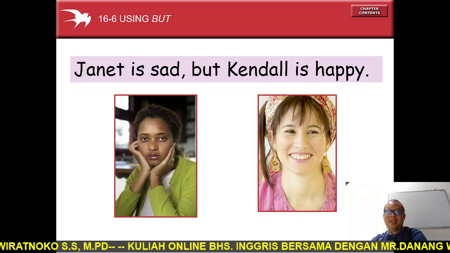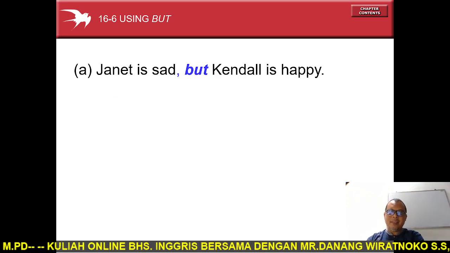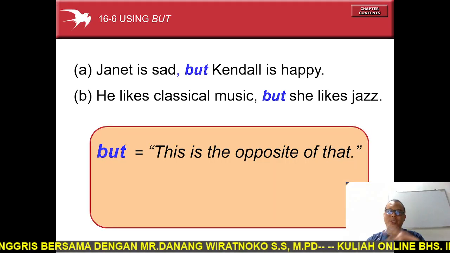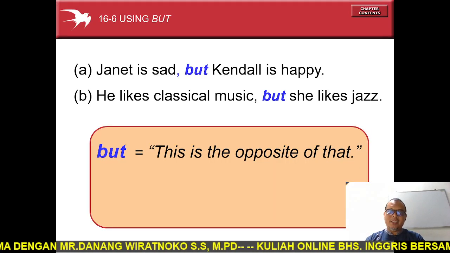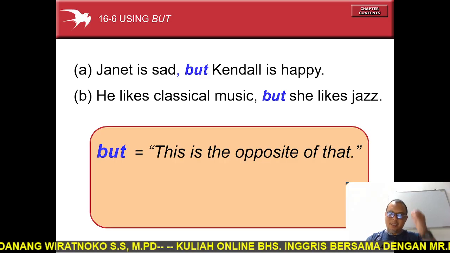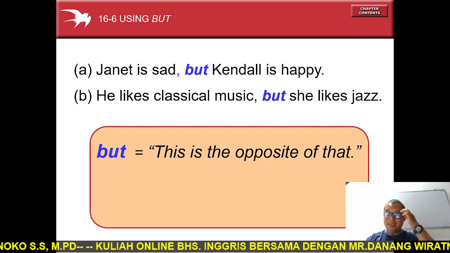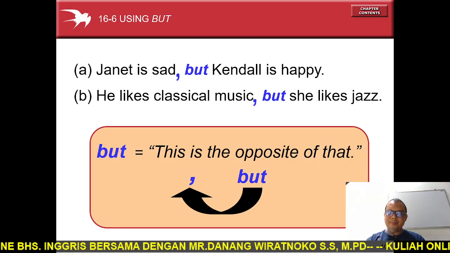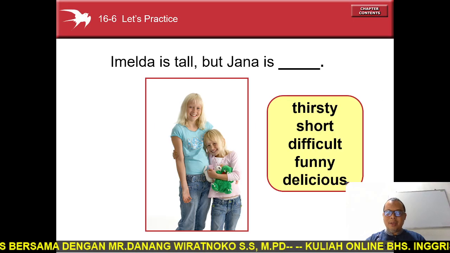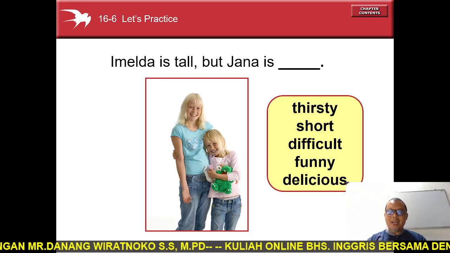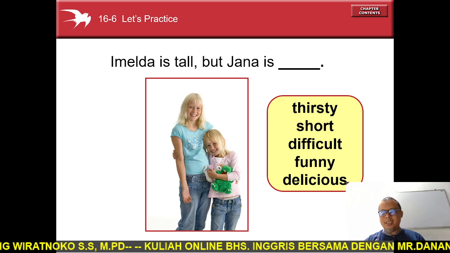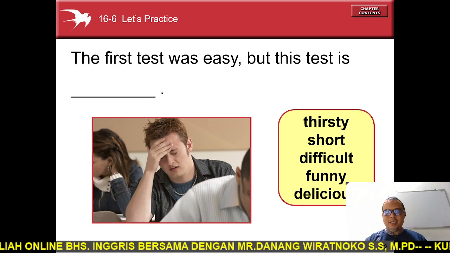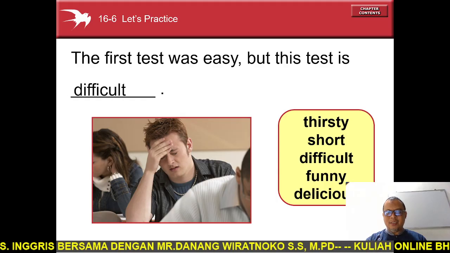Okay, Janet is sad, but Kendall is happy. So but means pengecualian, of course. He likes classical music, but she likes jazz. But this is the opposite of that. Jadi but itu adalah opposite dari that. And whenever there's a but, there's a comma. Imelda is tall, but Jana is short.